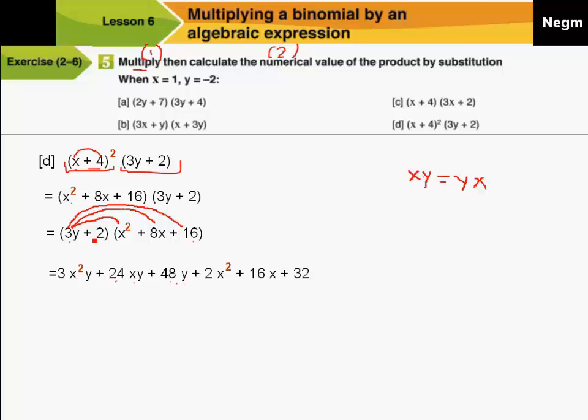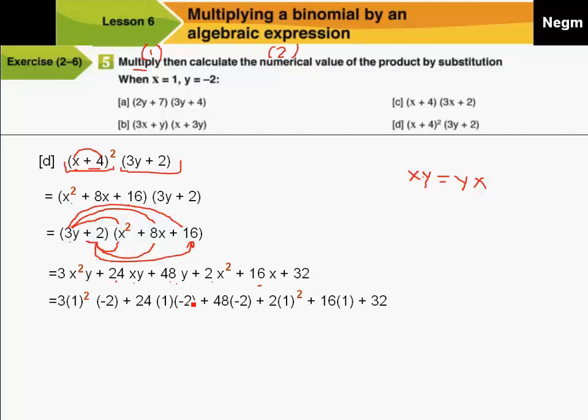The second term, plus 2 times x squared is plus 2x squared, plus 2 multiplied by plus 8x is plus 16x. Also plus 2 multiplied by plus 16 is 32. Okay, we don't have similar or like terms to collect together, so we have directly to calculate the numerical value by substituting x with 1 and y with minus 2.